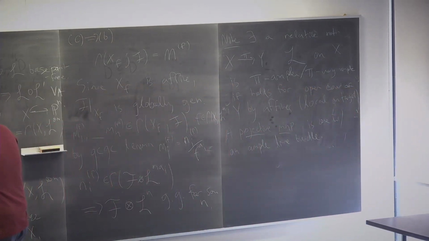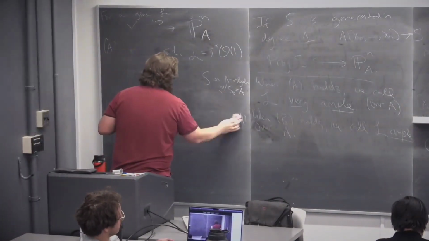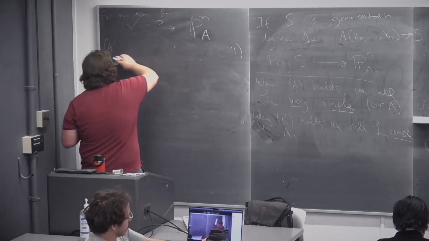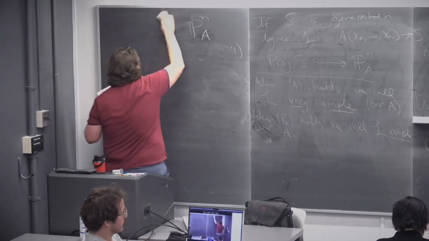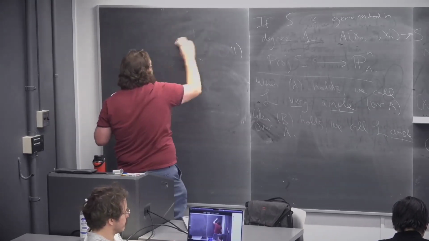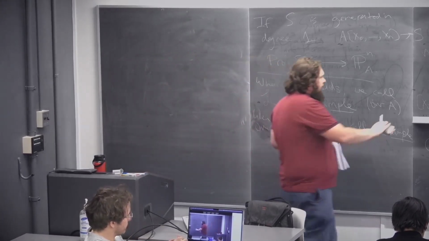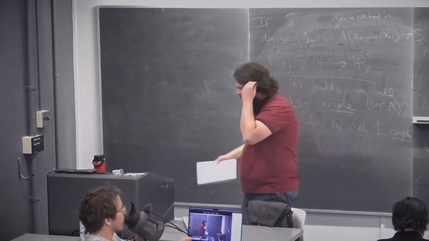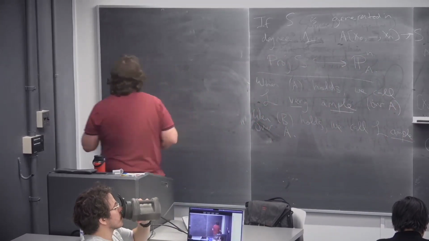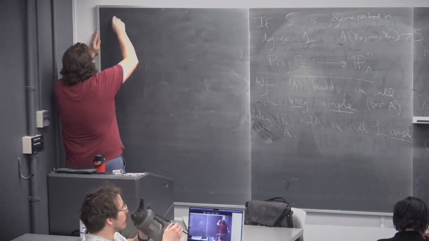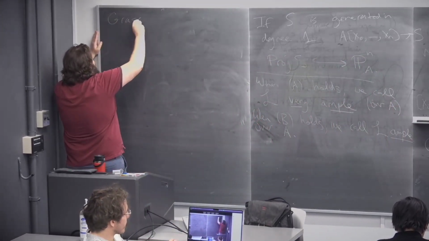Okay, cool. So now let's try to cover a few examples in the limited time we have left. So yeah, maybe this is the only example we'll have time for. We'll talk about curves another time. Let's talk about the Grassmannian.